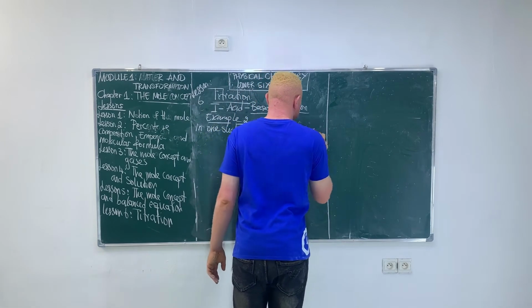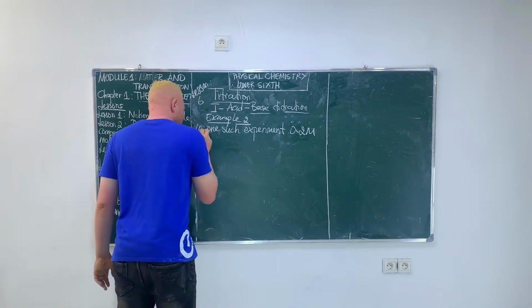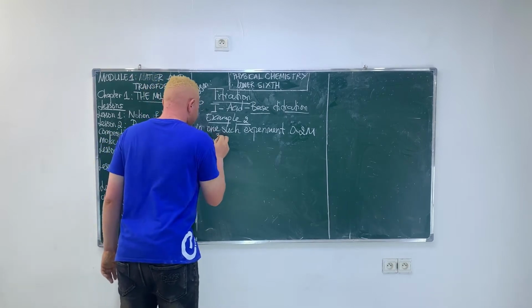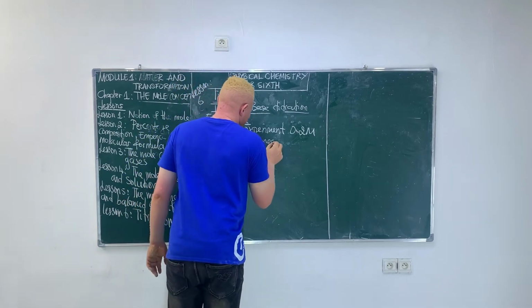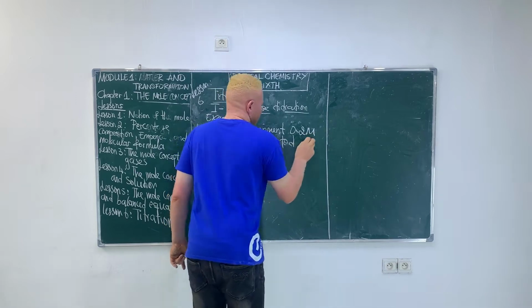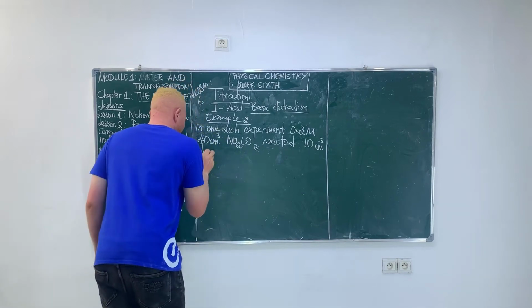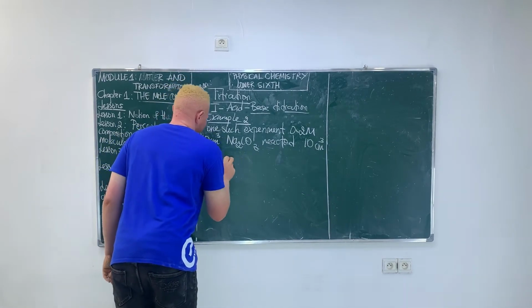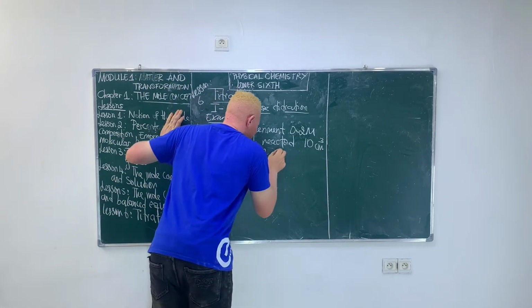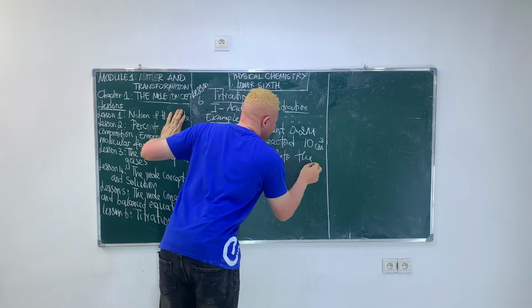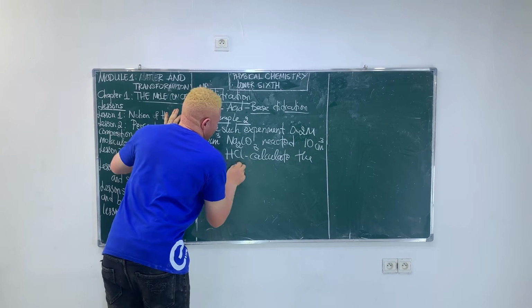40 cm3 of sodium carbonate reacted with 10 cm3 of dilute hydrochloric acid. Calculate the molarity of HCl.